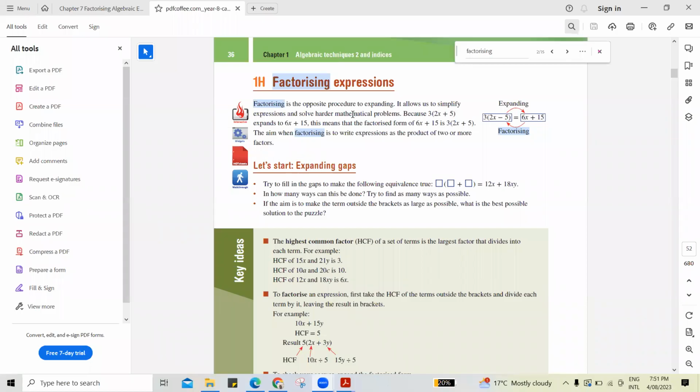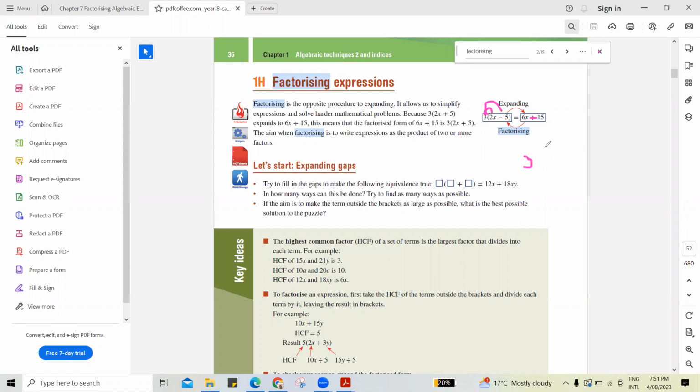Factorizing is the opposite procedure to expanding. It's going backward. Now we did expanding last week. 3 times 2x is 6x. 3 times minus 5 should be minus 15. That's wrong. And factorizing is the opposite.